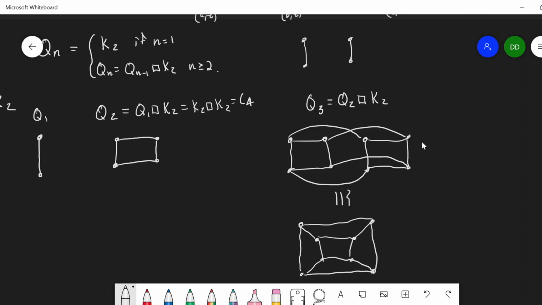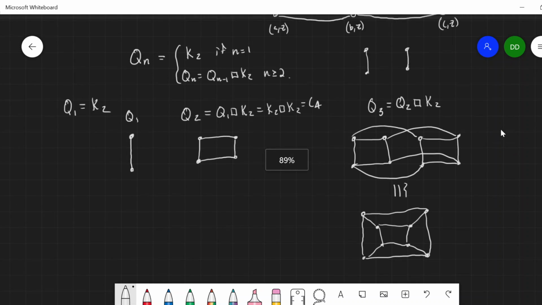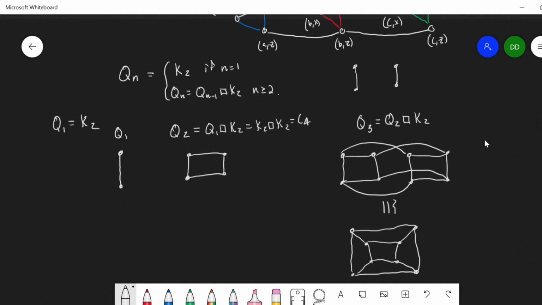The book also gives another definition of how we can define the hypercubes using n-bit strings. I think that's also pretty interesting. There's a couple of ways to define this family of graphs, but I like this idea of using Cartesian products to do it.